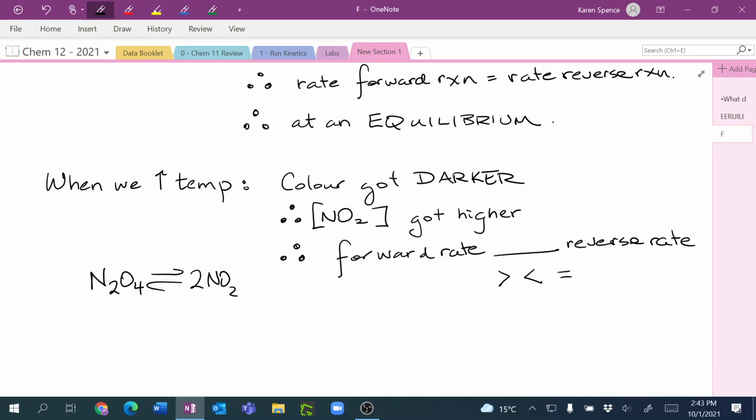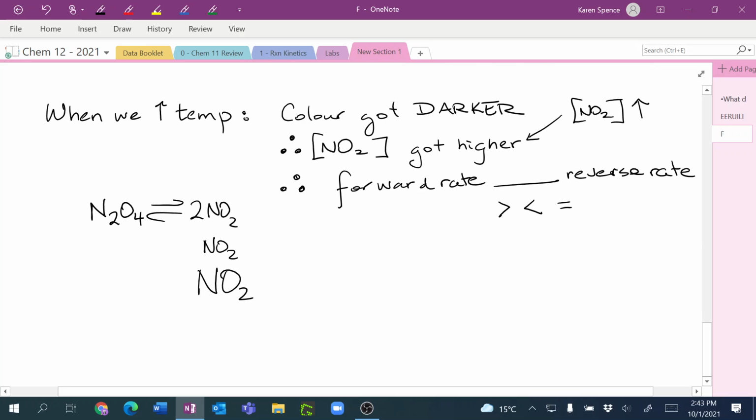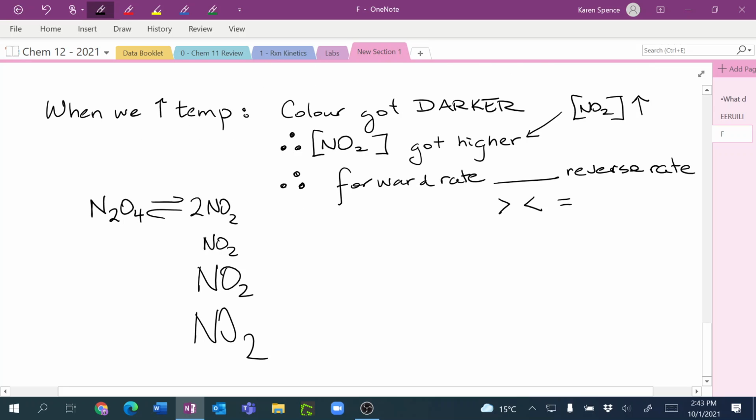If NO2 is increasing, so we start with some NO2, and then we end up with more NO2, and then we end up with more NO2. Which rate was faster? The forward rate, because we are producing NO2. If NO2 is getting higher, we must be producing it faster than we are using it.